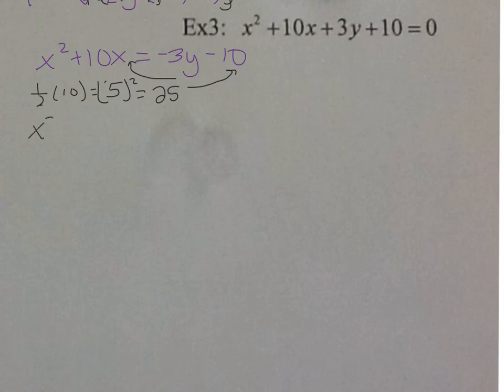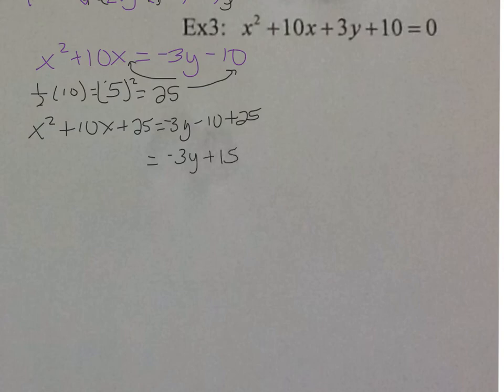So I have x squared plus 10x plus 25 is equal to negative 3y minus 10 plus 25. Negative 10 plus 25 is positive 15, so it's negative 3y plus 15. Over here, I'm going to factor this. I have x and x. Remember, the number that goes inside is half of 10, which is positive 5. So I get plus 5 inside and plus 5 inside. That's x plus 5 squared is equal to negative 3y plus 15.